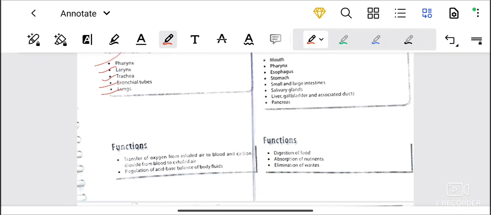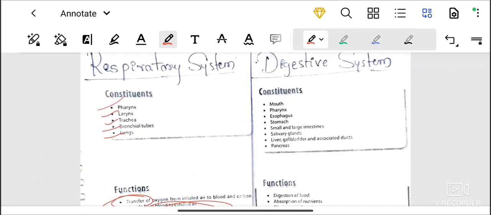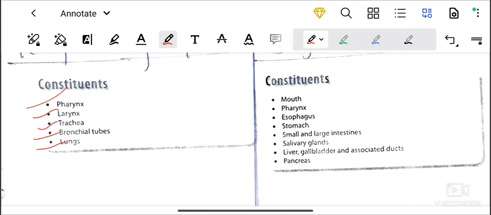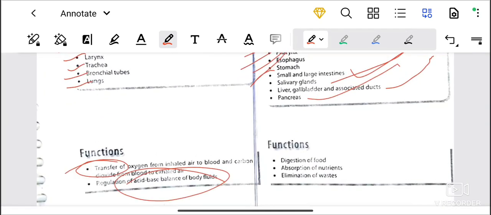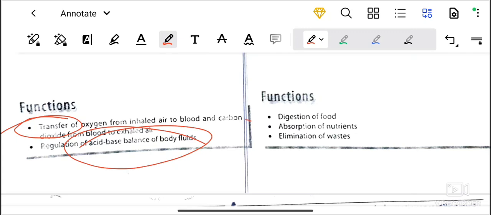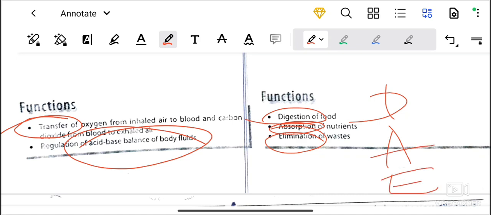The next system is the digestive system. In the digestive system, the mouth, pharynx, esophagus, stomach, small and large intestine, salivary glands, liver, gallbladder and pancreas. The functions of the digestive system are three: digestion of food, absorption, and elimination.